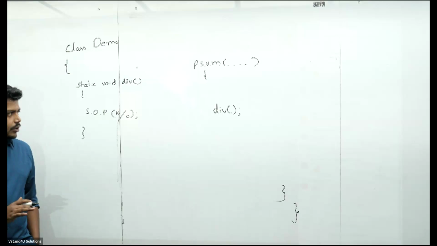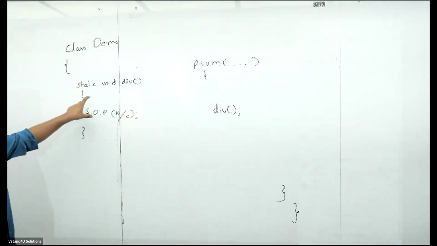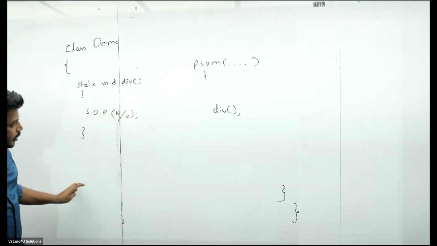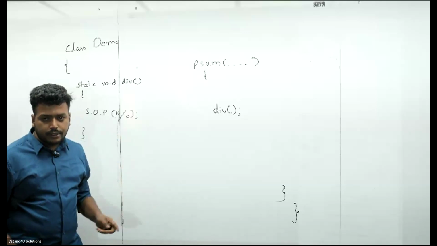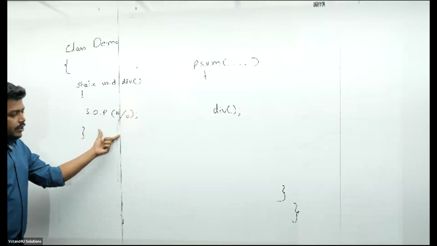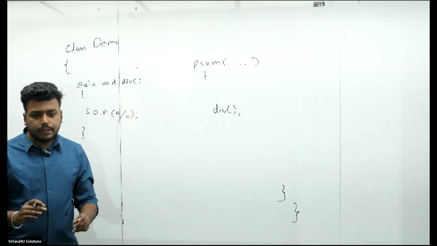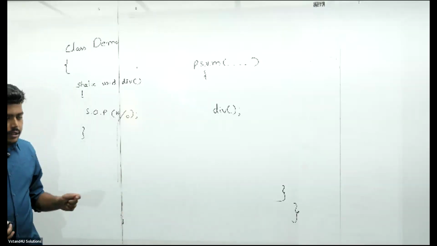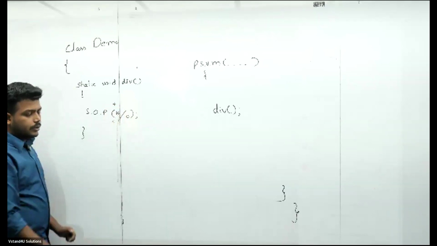Online class students, see here I have written the code. In the class demo, I created one method called static void division. In the same class, I'm creating the public static void main, where I'm calling the method. If I run this code, I will get a huge exception called ArithmeticException. To handle the ArithmeticException, I have to make use of try and catch block.